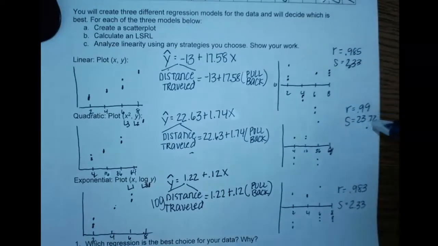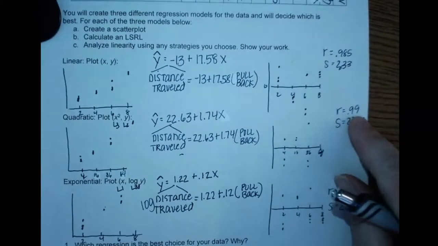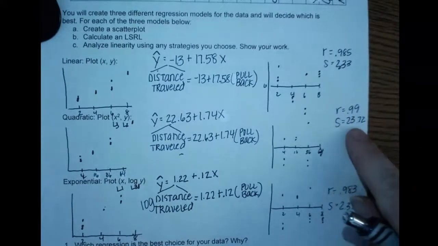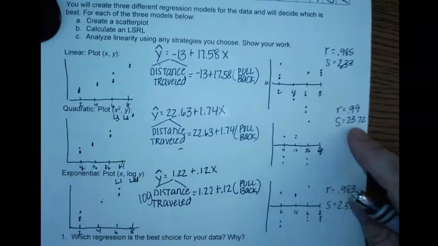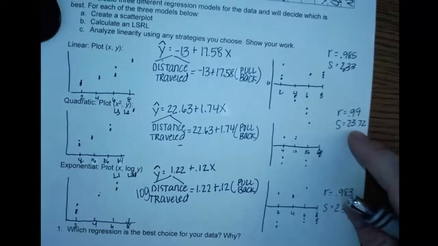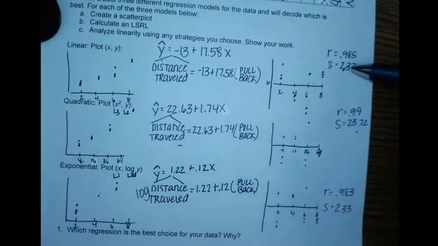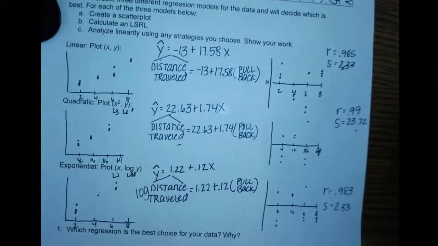And what I notice right off the bat is one is significantly different. Even though the correlation coefficient is even stronger, look at the standard deviation. That's a lot of error that we're looking at, a lot of average distance from the regression line. So that is not what we want. So I would say if you chose either linear or exponential, you can make a case for either one of those at this point.